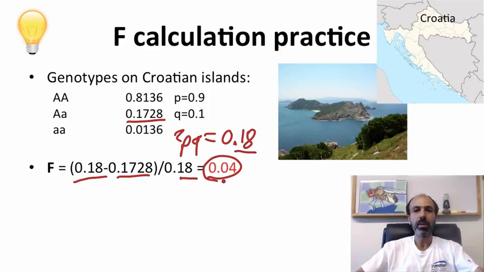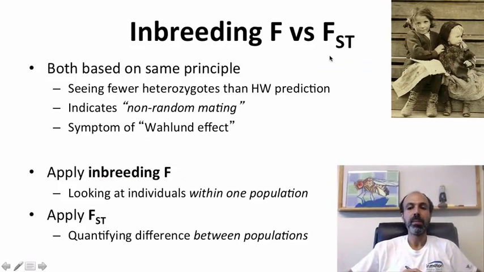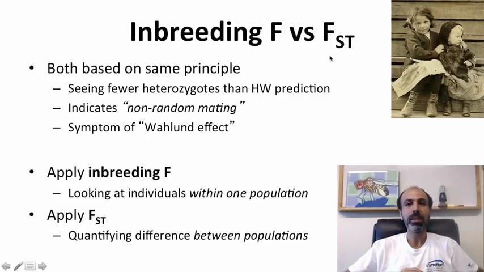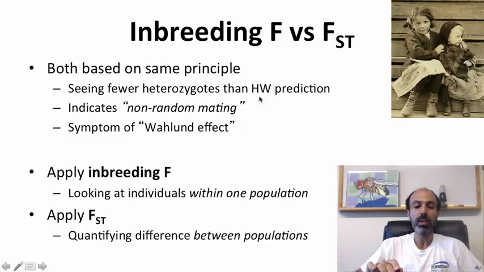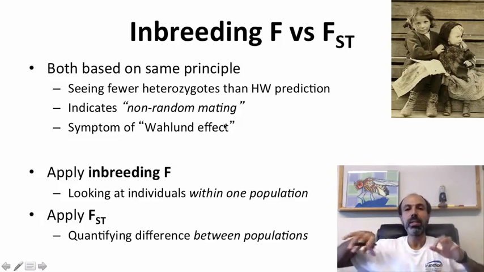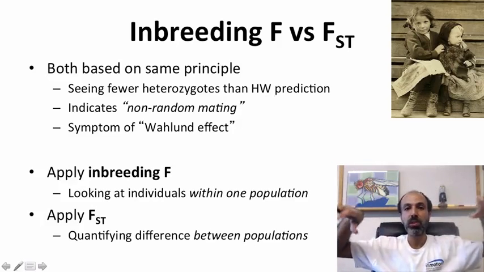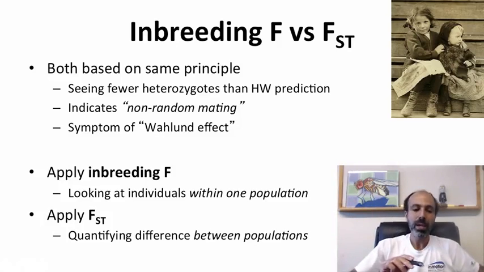Now you may be wondering, what is the difference between this inbreeding F and FST? Well, they're both based on fundamentally the same principle, right? They're seeing fewer heterozygotes than the Hardy-Weinberg prediction. They're both indicating patterns of non-random mating. One is indicating it between two different populations that are individually at Hardy-Weinberg. The other is indicating behavior within a population. And they're both essentially the symptom of the Wahlund effect.